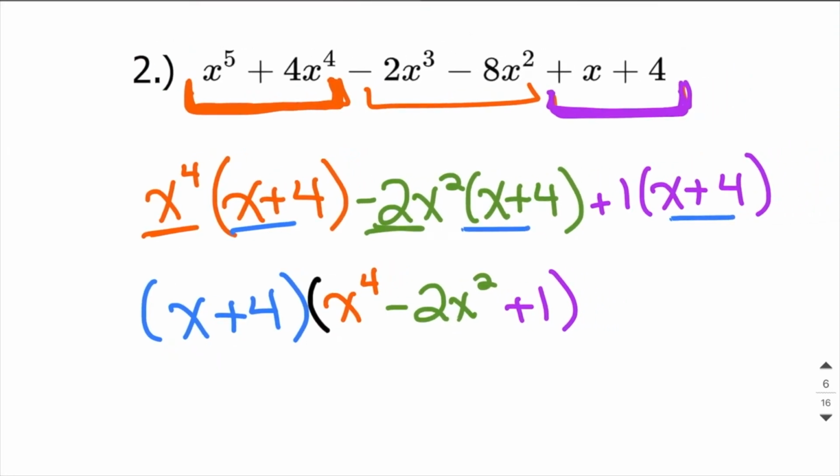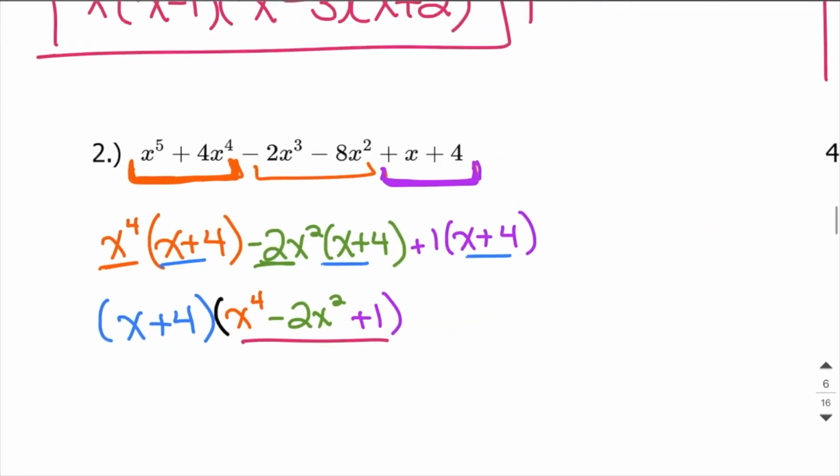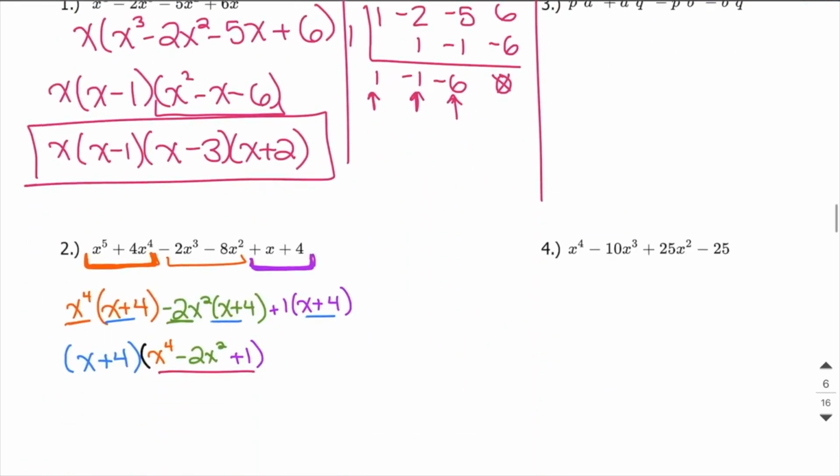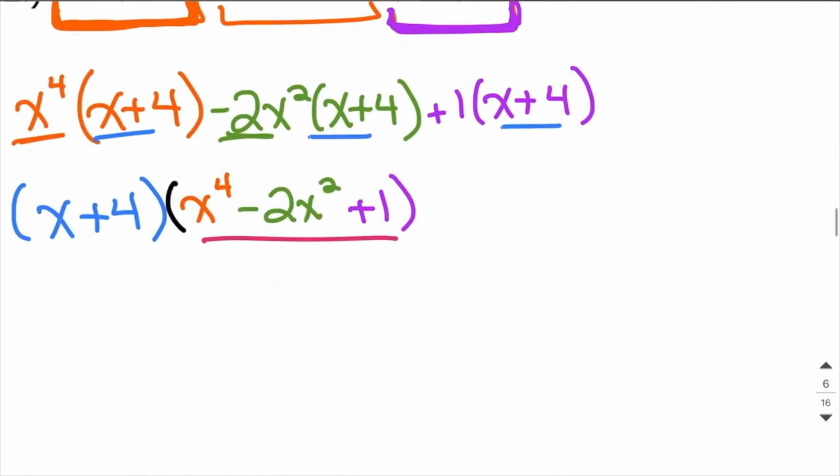So now let's go ahead and take a look at this next expression that we have here. So let's go down our list again. Is there a GCF? No. Is it a difference of perfect squares? Nope, because it's more than two terms. Is it a sum or difference of perfect cubes? Nope, because it's more than two terms. Is it a trinomial that I can factor? Which it is, because there are three terms here. So I'm going to try to factor this trinomial that we have here.